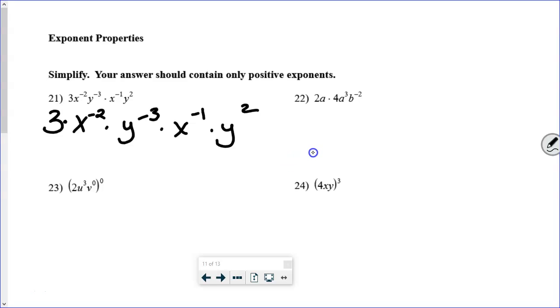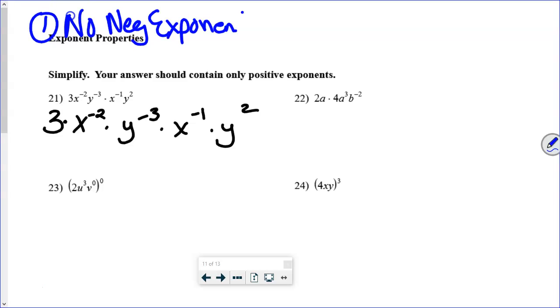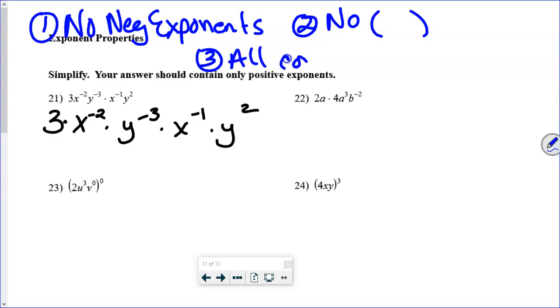I don't know if that helps you or not, but it helps me. So now I think about my 3 rules for exponents. What are those 3 rules, guys? What can you not have? No negative exponents in your final answer. All right, cool. What else can you not have? No parentheses. And the third thing, you've got to make sure all of them are combined. What they mean by that is any like term, any like base is combined together.